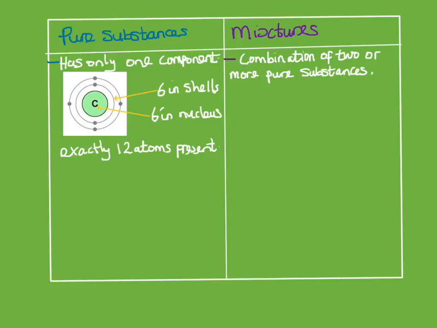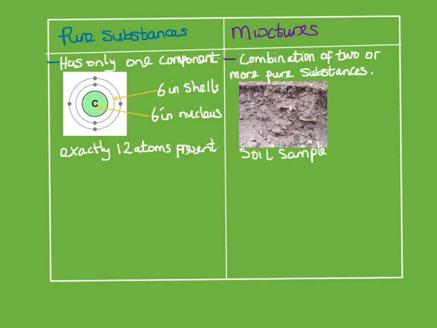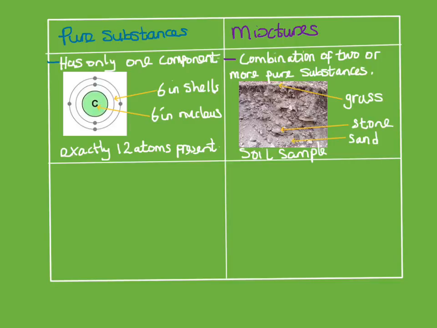Another example would be a soil sample. In a soil sample, we have a combination of grass, stone, and sand particles. Let's proceed with the next difference.